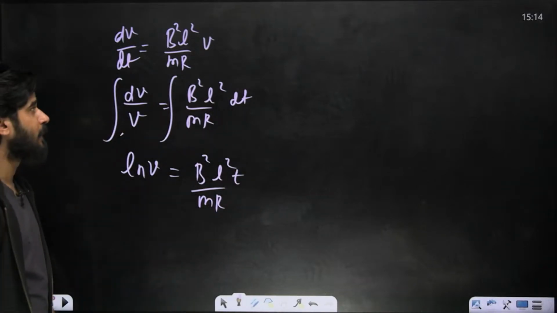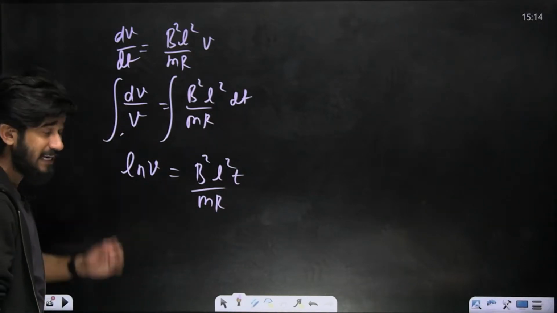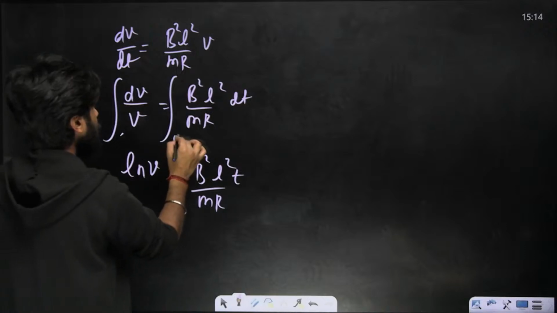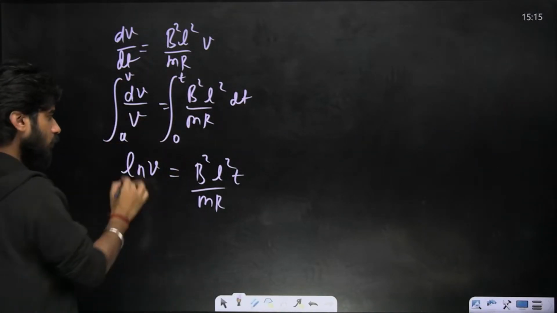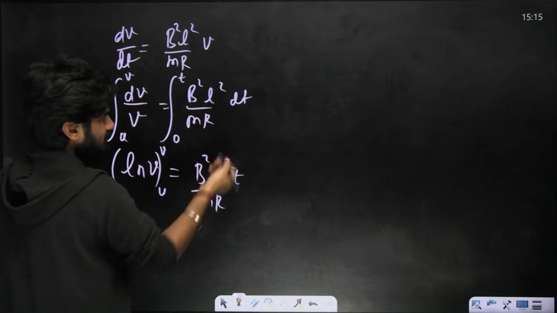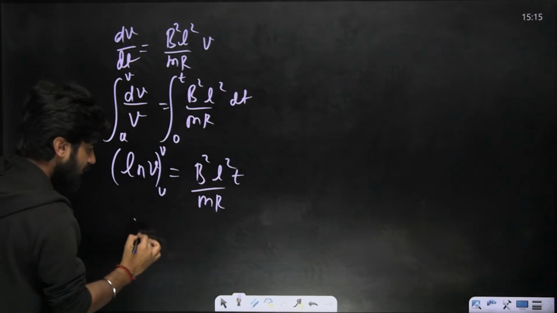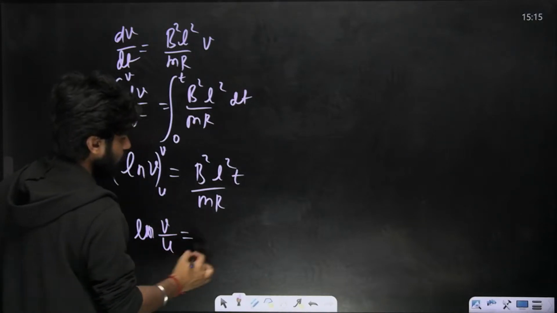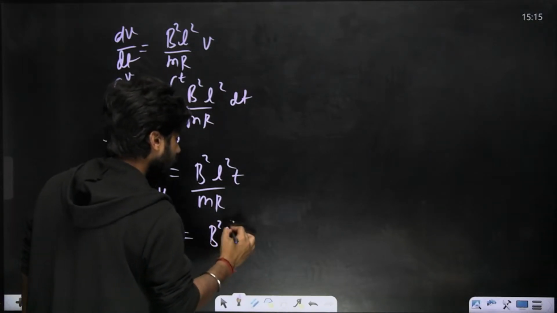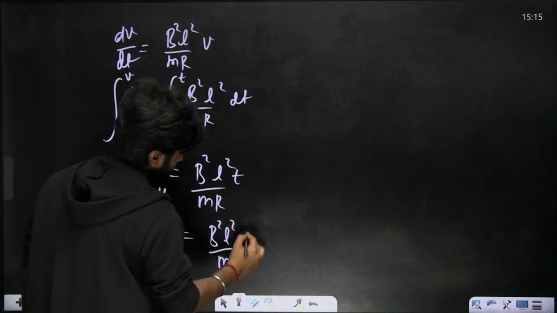Now, since we have to put the limits as well, initially at t equal to 0, the velocity is u. At t equal to t, the velocity is v. So the limits are from u to v, or 0 to t. So ln v minus ln u, ln v by u, is equal to B square L square by mR into t.